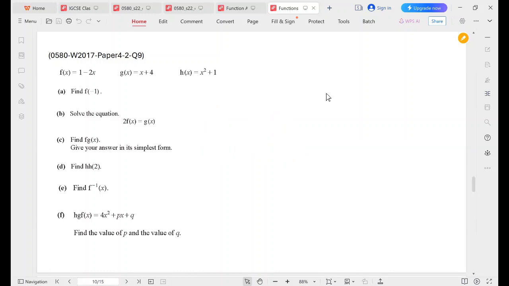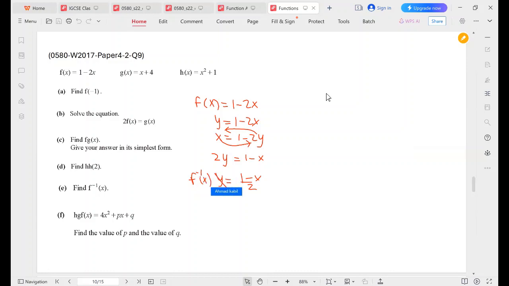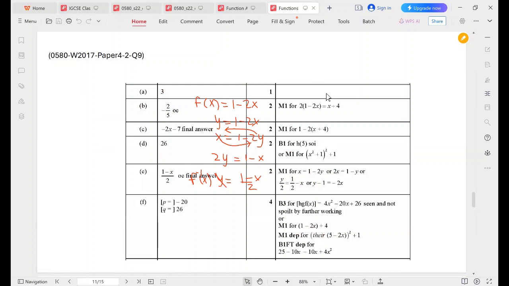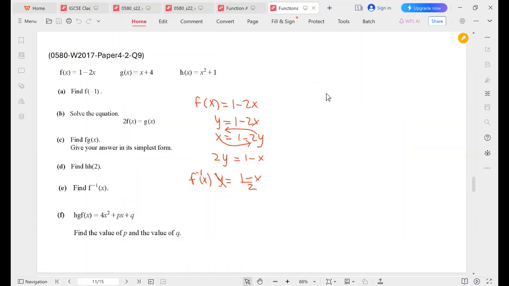In E, we are required to find f inverse of x. So f of x equals 1 minus 2x, y equals 1 minus 2x, x equals 1 minus 2y. We take the y to the other side, as well as the x. So we get 2y equals 1 minus x. Y equals 1 minus x over 2. And then we cross out the y and we write f inverse of x equals 1 minus x over 2. And this is the correct answer for E.